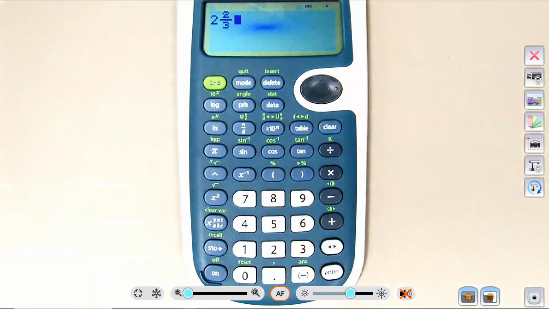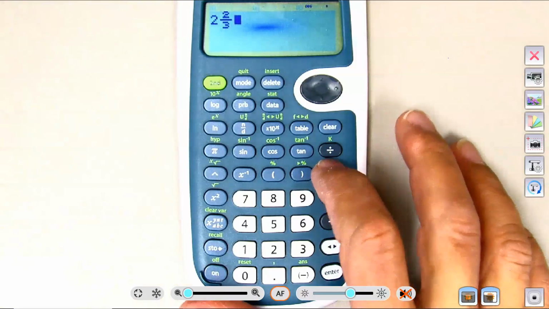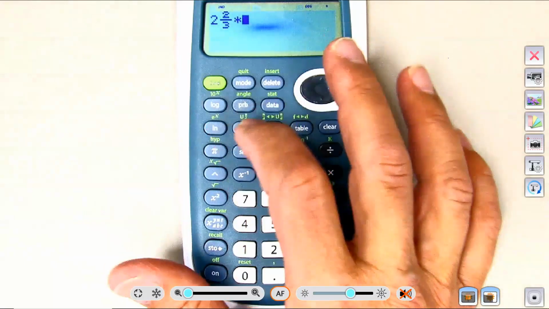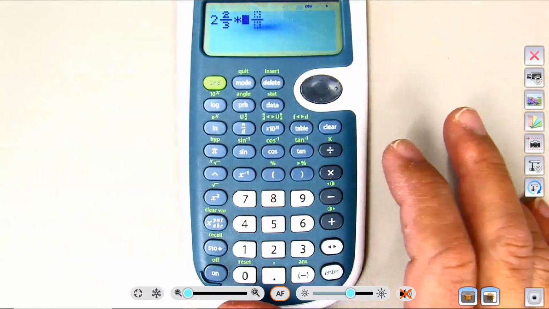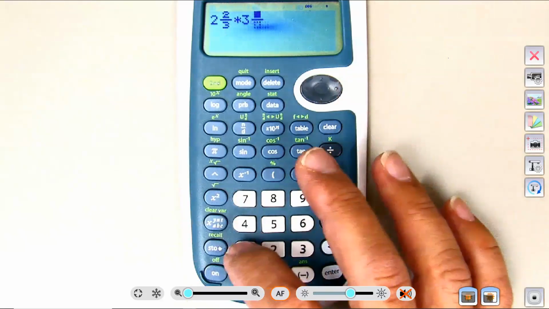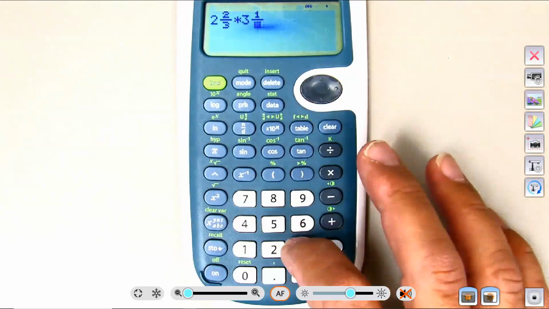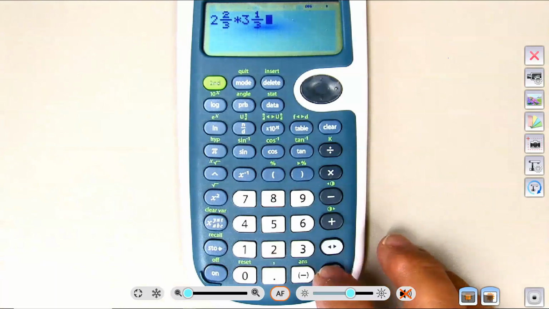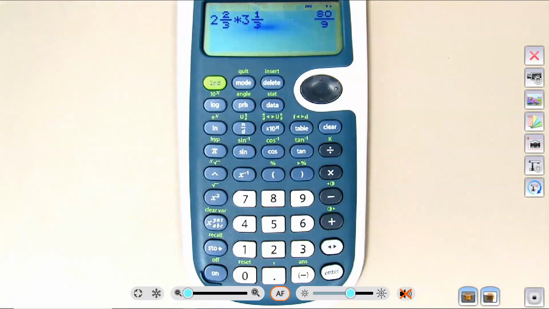And then move the right arrow key over so I can now get in my arithmetic operation. So I'm going to multiply that by 3 and 1/3. So I go second, fraction key to get the mixed number template again, 3, right arrow, 1, down arrow, and I now have 2 2/3 times 3 1/3. And I'm going to hit the Enter key and see what happens. And notice that it provides me with the answer as an improper fraction.